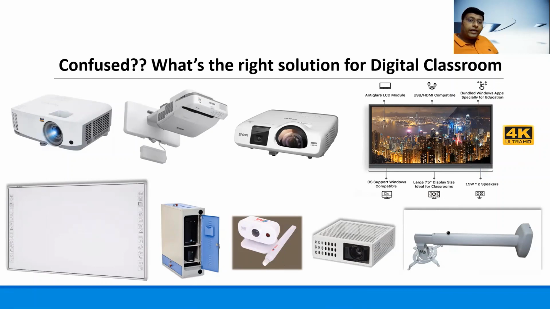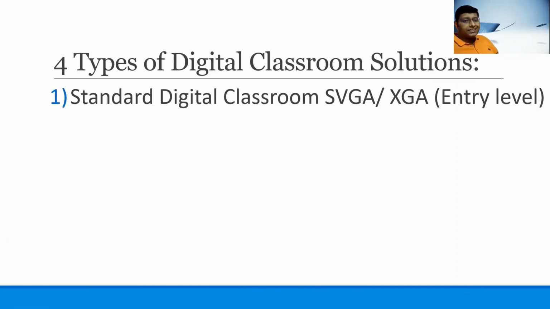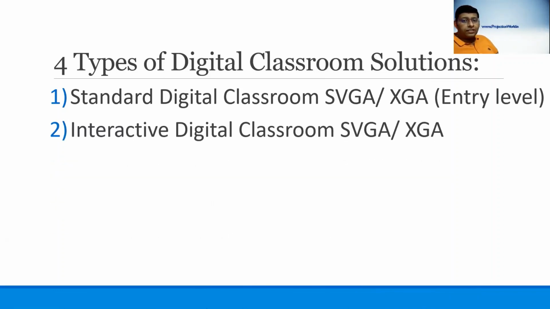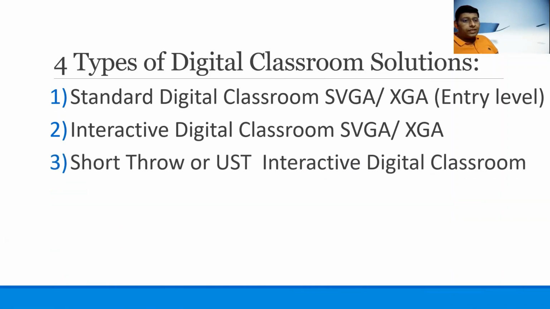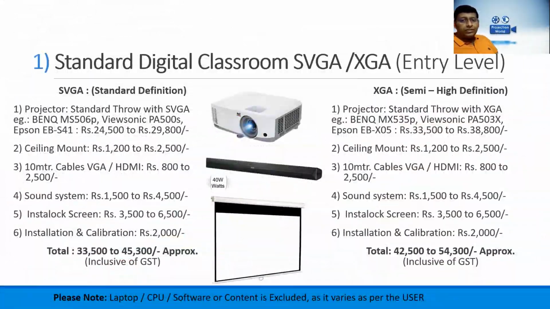We have basically categorized digital classrooms into 4 types. Number one is the standard digital classroom, SVGA or XGA. This is the entry level. Then the interactive digital classroom, SVGA and XGA. Then the third is the short throw or UST interactive digital classroom. And the fourth is the LED interactive digital classroom. First, we will see the standard digital classroom, SVGA and XGA.